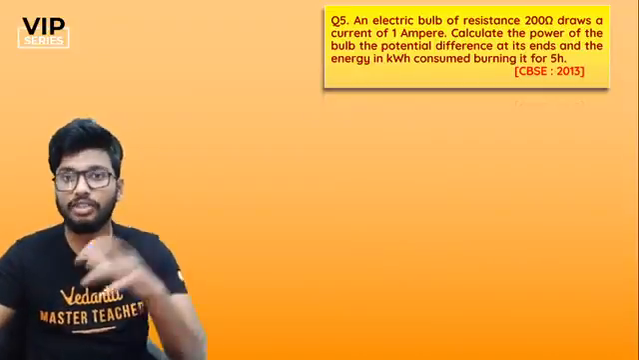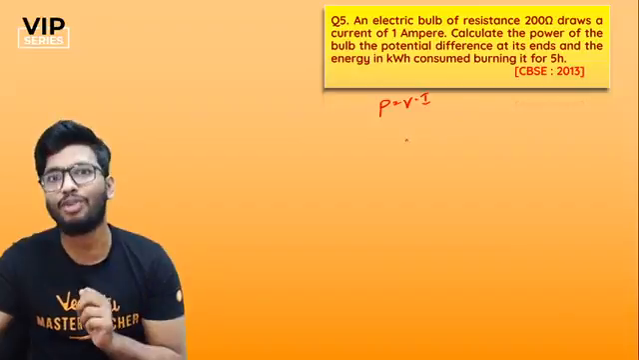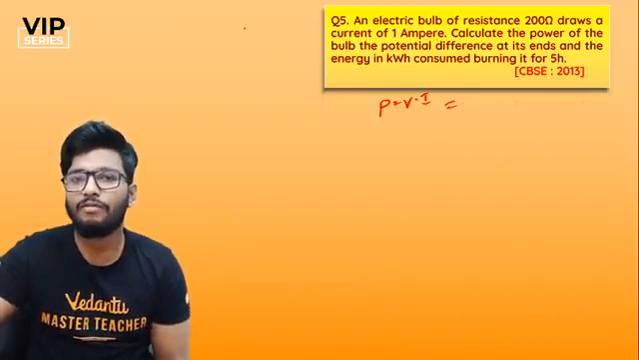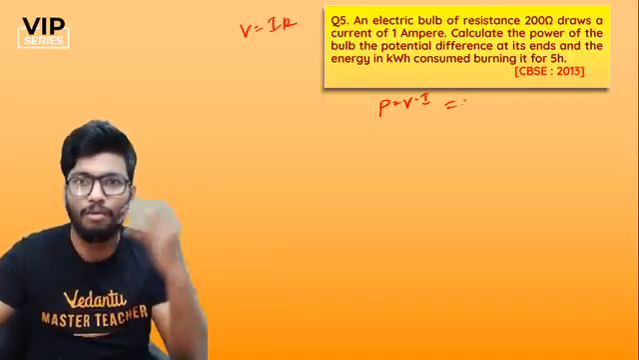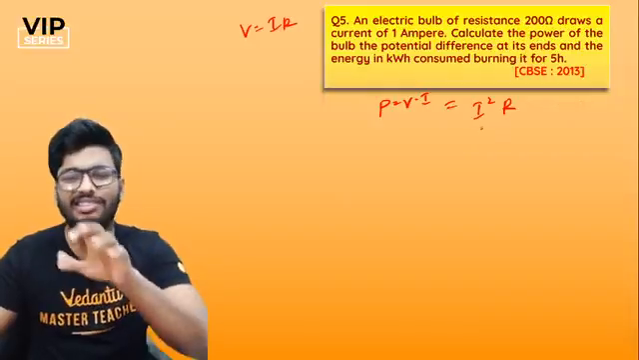Let's try to do this, guys. Now, first of all, power is equal to voltage into current. The thing is that they've not given you the voltage. Instead, they've given you the resistance. So I'm going to use V is equal to IR from Ohm's law, and substitute that over here. So what will I get? It will be I square R.